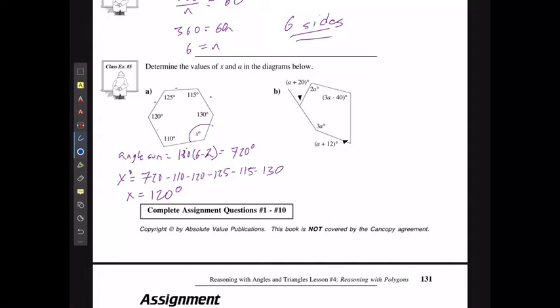For example B. Well, the first thing I'm going to say is if I want to solve for what a is, I have to take a look in here and say, how many sides does this have? I have 1, 2, 3, 4, 5. So I can say that the angle sum is going to equal 180 times (5 minus 2), or 540 degrees.